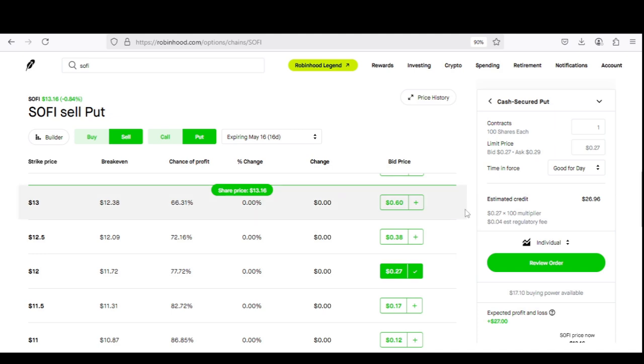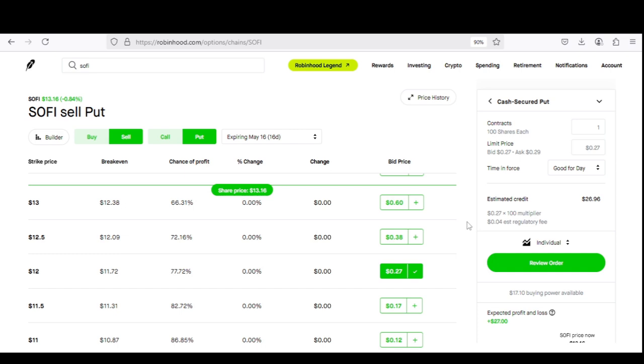Okay, so there's two ways in which this trade could go. Come expiration date of May 16th, if this share price right here does not hit the $12 strike price we chose, then we get to keep our income that we receive, which is the $27. Now we're going to get our collateral released back to us, and then we're able to do this trade again for another couple of weeks, hence generating consistent income.